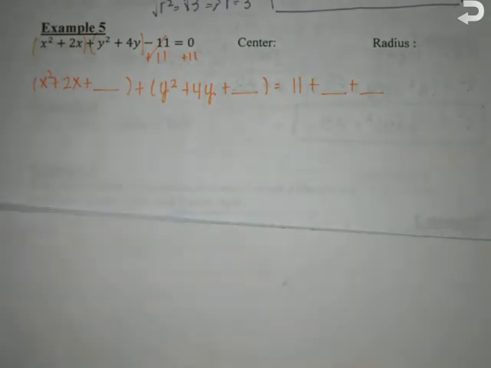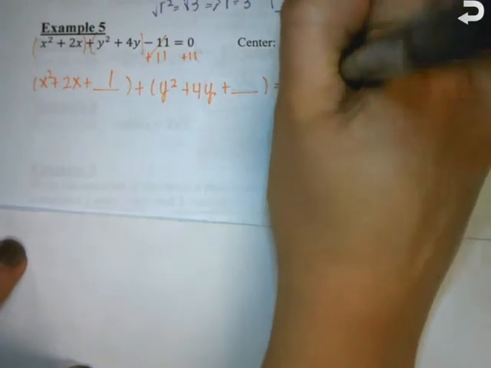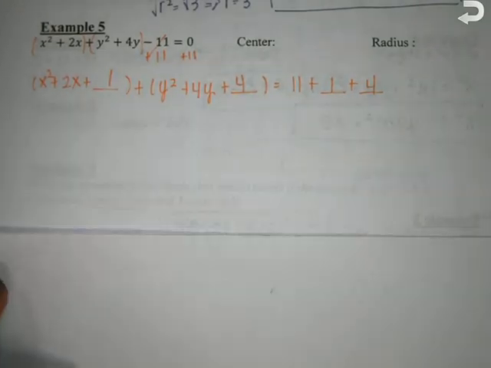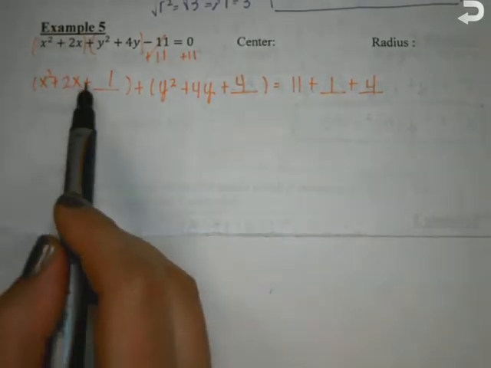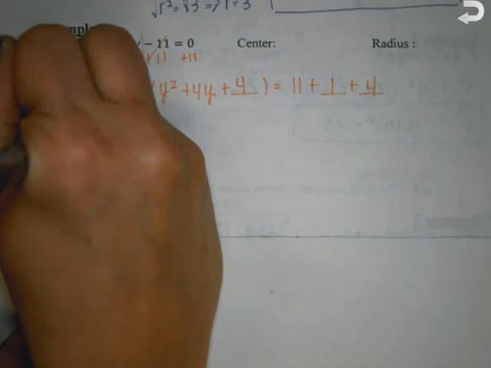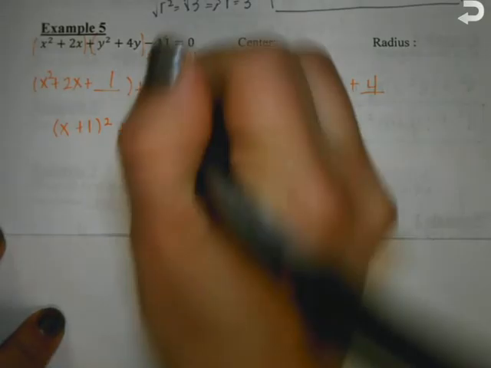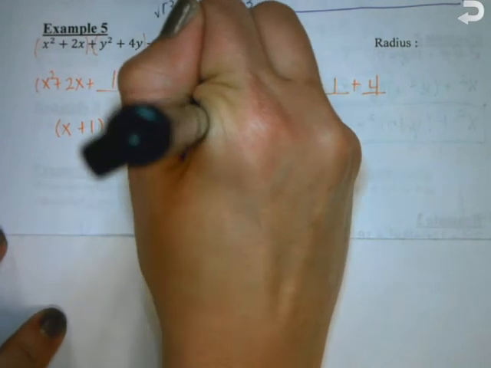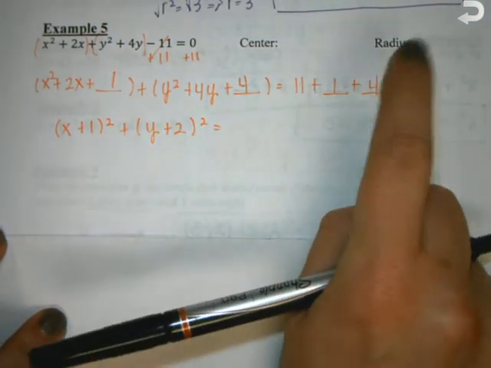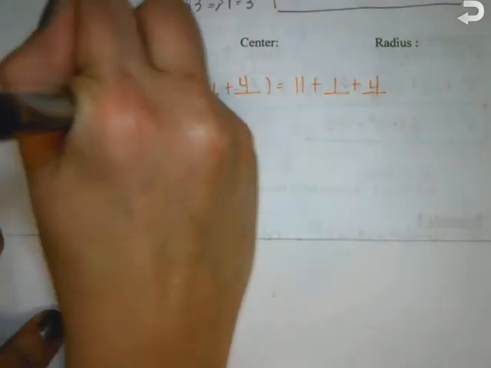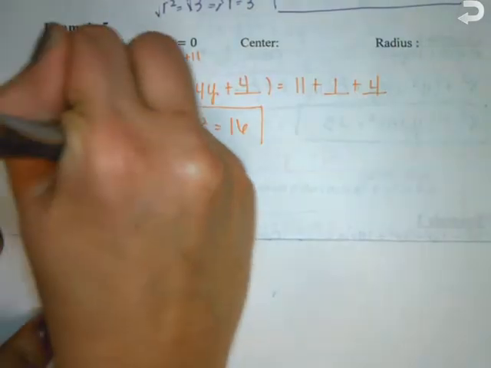Good. Okay, let's factor these perfect square trinomials. How do the x's factor? X plus 1 squared plus y plus 2 squared, good job, equals 11 plus 4 plus 1 is 16. Okay, this is the form I want. So what was my center? Good, negative 1, negative 2, and radius is 4. You guys are good with this, right?